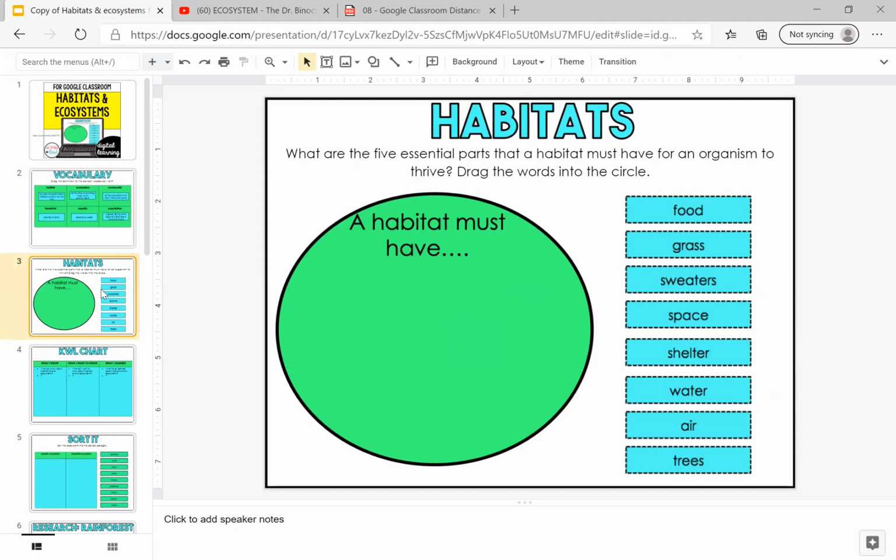Now, the next thing we're going to look at today are specific words that relate to a habitat. There are 5 essential parts that a habitat must have for an organism to thrive. I want you to drag the words you think from watching the videos. What things does an organism, something that is living, need to survive? Once you're done with that, you are finished with science for today.